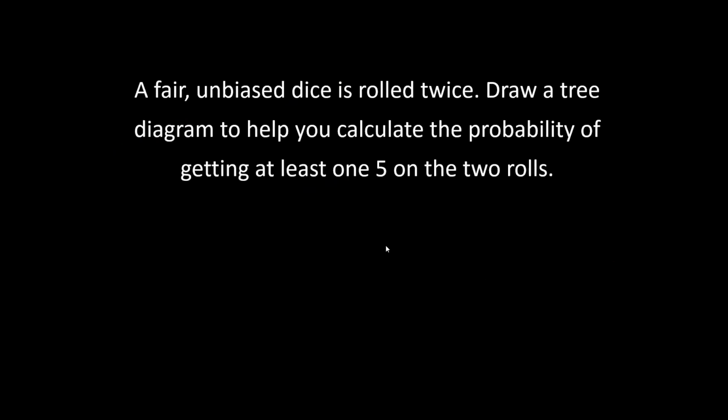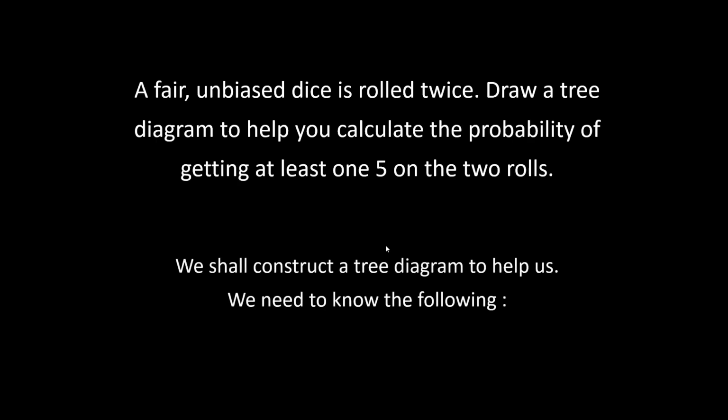Let's have a look then. Let's do something a bit more complicated. We've got a fair unbiased dice. It's rolled twice. Draw a tree diagram to help you calculate the probability of getting at least 1 5 on the 2 rolls. Okay, so we're looking here not at all the numbers we could get on a dice, not all of 1, 2, 3, 4, 5 or 6. We're interested in 5, or anything else is just not 5. So we need to know the probability of getting a 5 is 1/6, and not getting a 5 is 5/6.